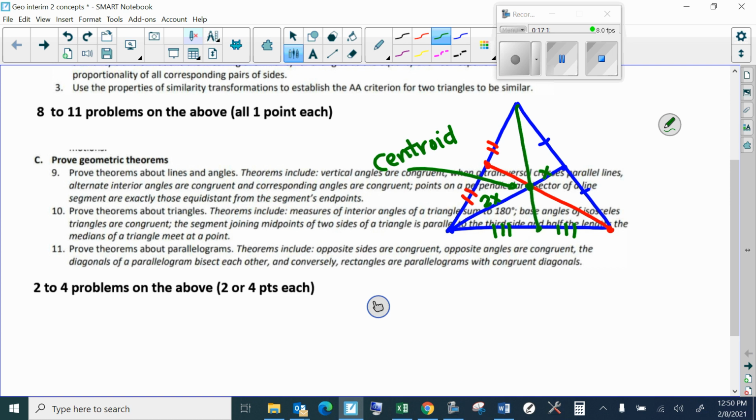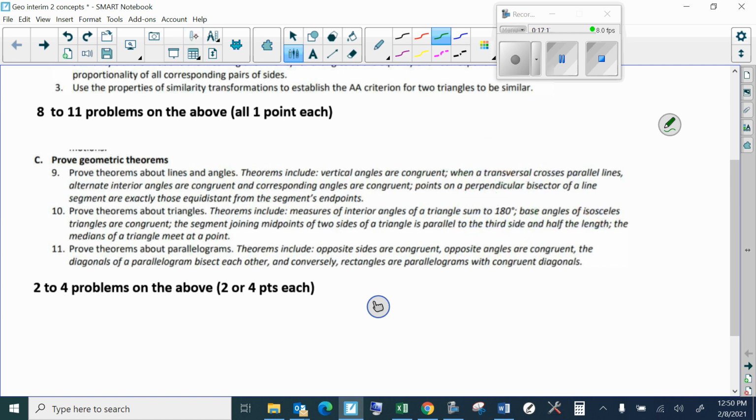Proof theorems of parallelograms. Okay. So if I have a parallelogram, the definition of a parallelogram is a quadrilateral with opposite sides parallel. That's why you see the word parallelogram. Okay, so what are the characteristics that are true? Opposite sides are congruent.